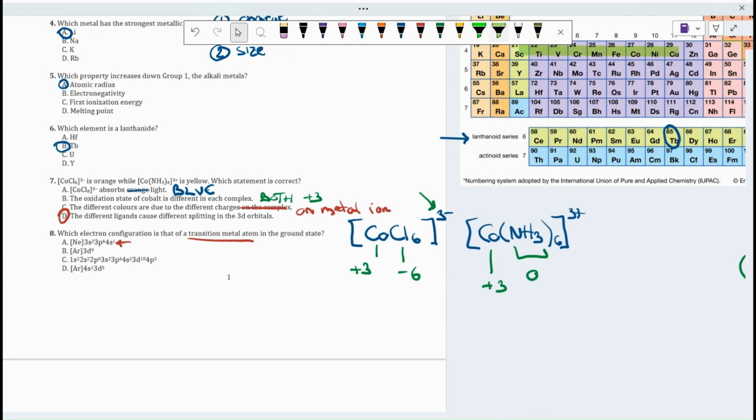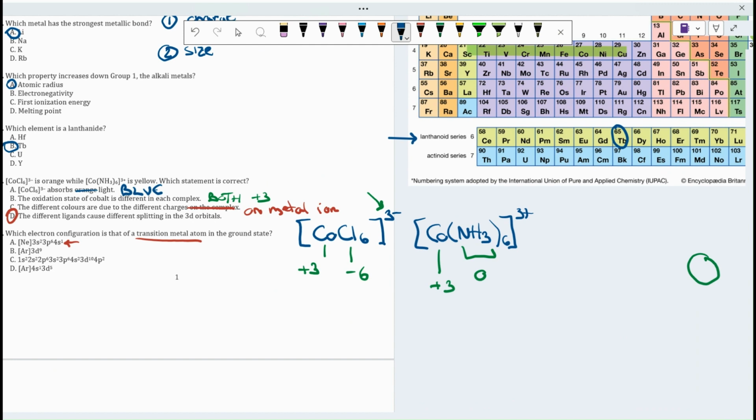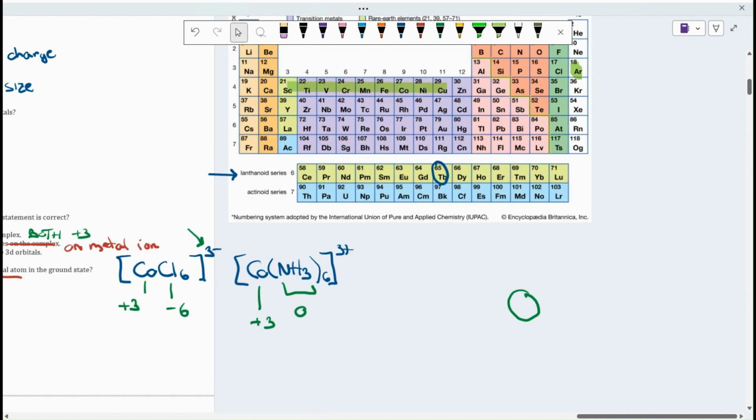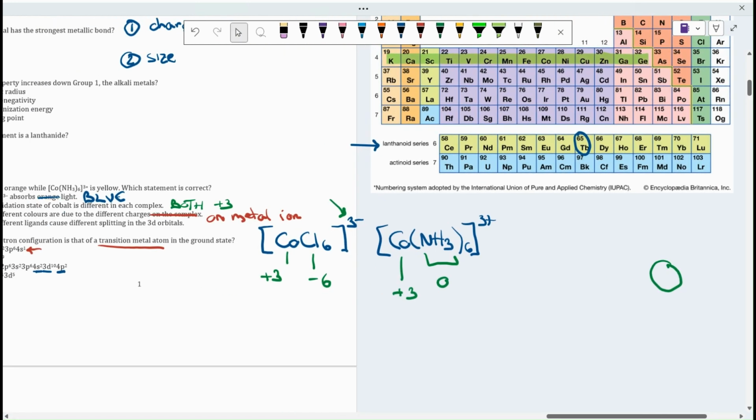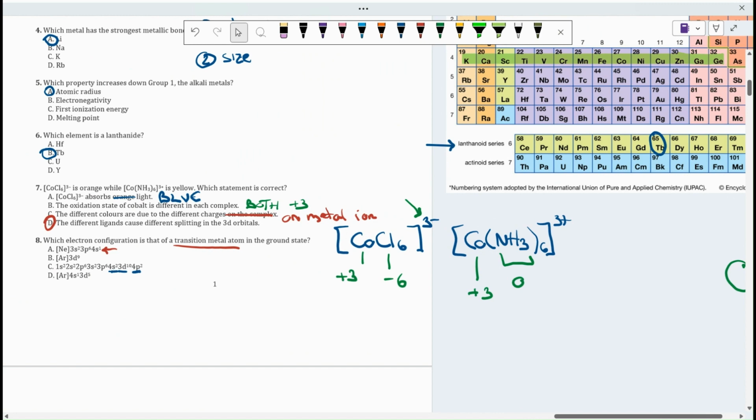Just having a look at C, we can see that after we have 3d10, so we know that's transition metals. 4s2 is used up, and then we actually move on to 4p2. So that means we've gone through 4s2, we've gone through 3d10, and then we have 4p2. So that's no longer a transition metal, which leaves us with D, argon 4s1, 3d5.